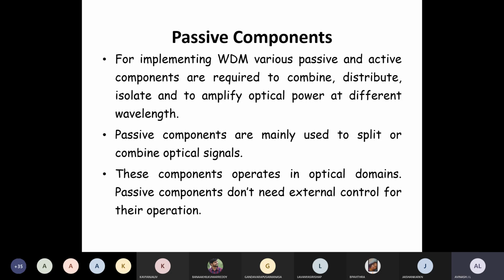As I told you, don't confuse this with energy. They require the energy, but they don't require external control because the components have been designed and manufactured in such a way that we don't need external control. They themselves operate fine. That is the understanding we need to make sure.